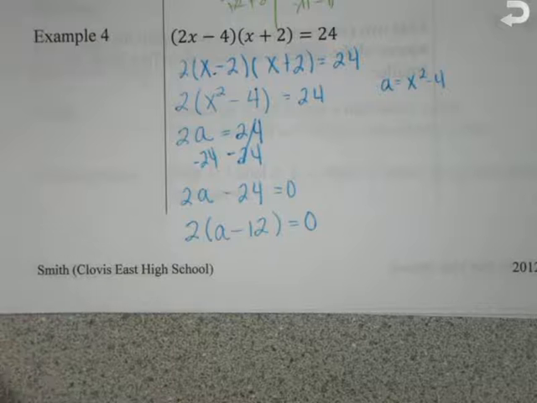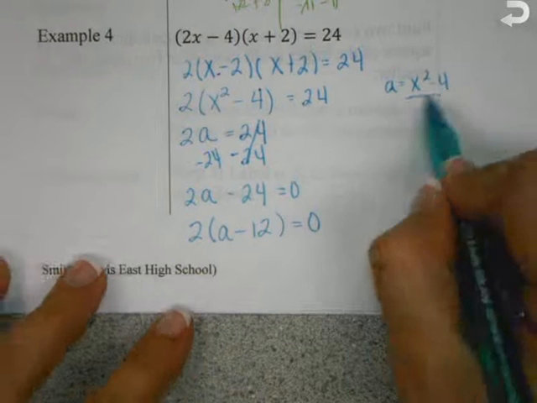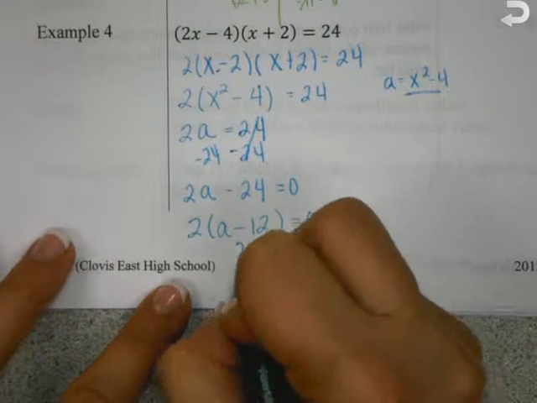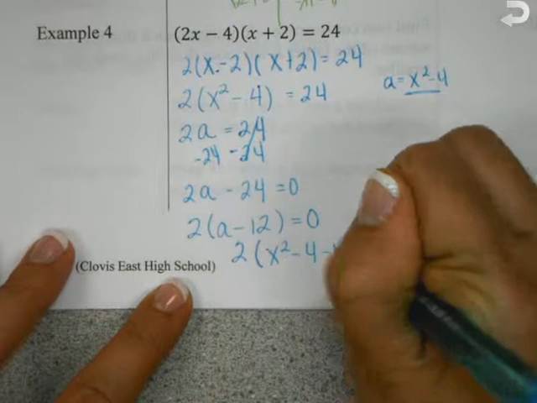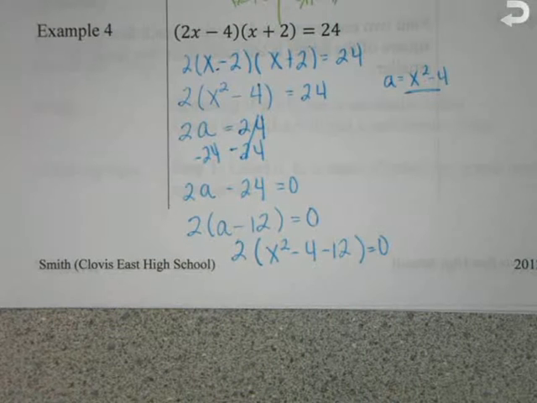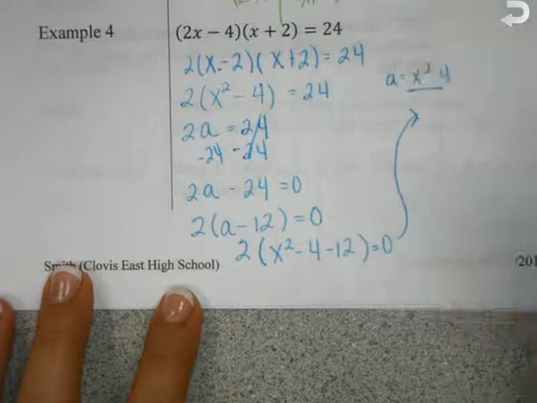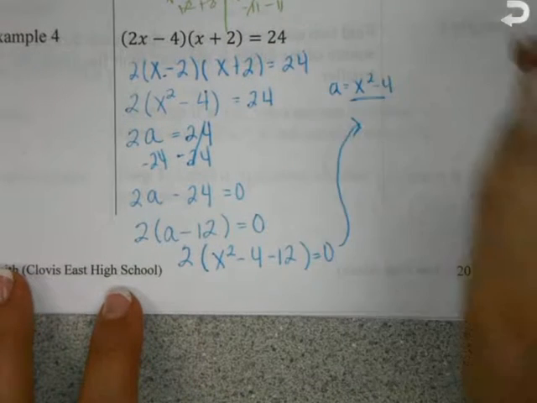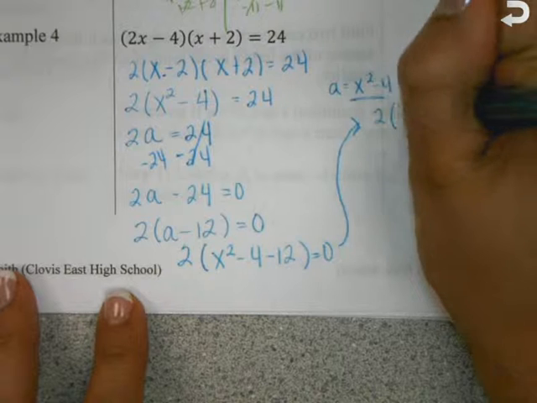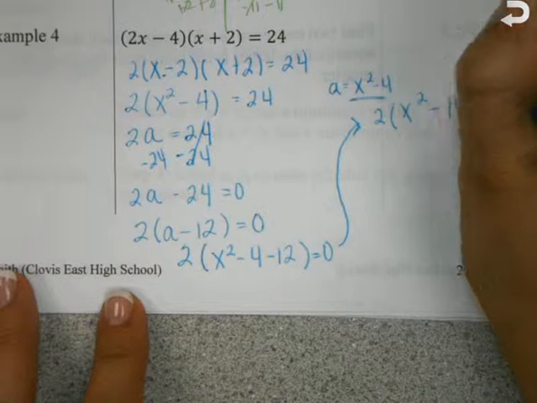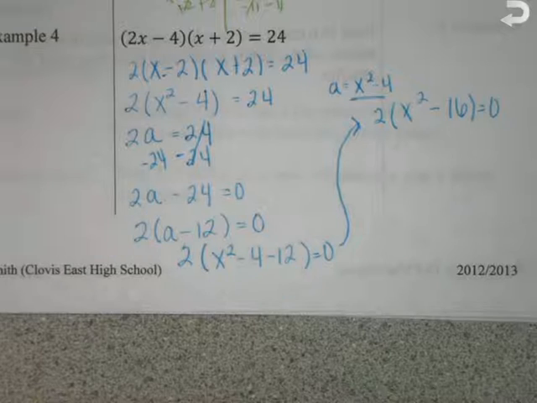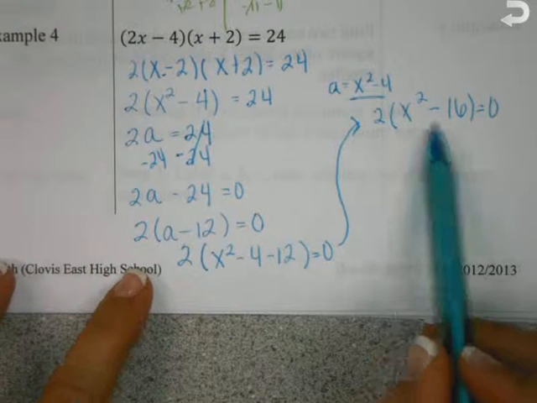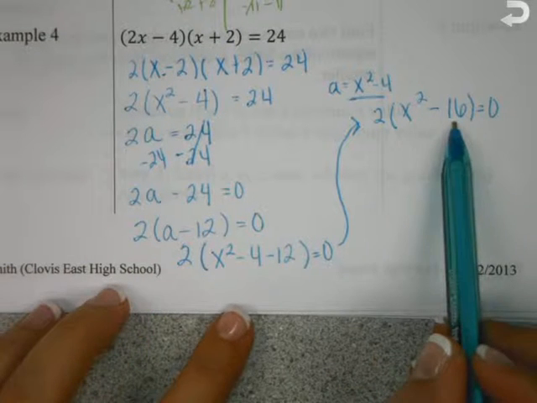So that's 2 times x squared minus 4 minus 12 equals 0. I'm going to move my work up here. So that gives me 2 times x squared minus 16 equals 0. Now you have two options here. You can factor this out using difference of two squares and then set each one of those equal to 0. Or you can just set the factors equal to 0 right now.